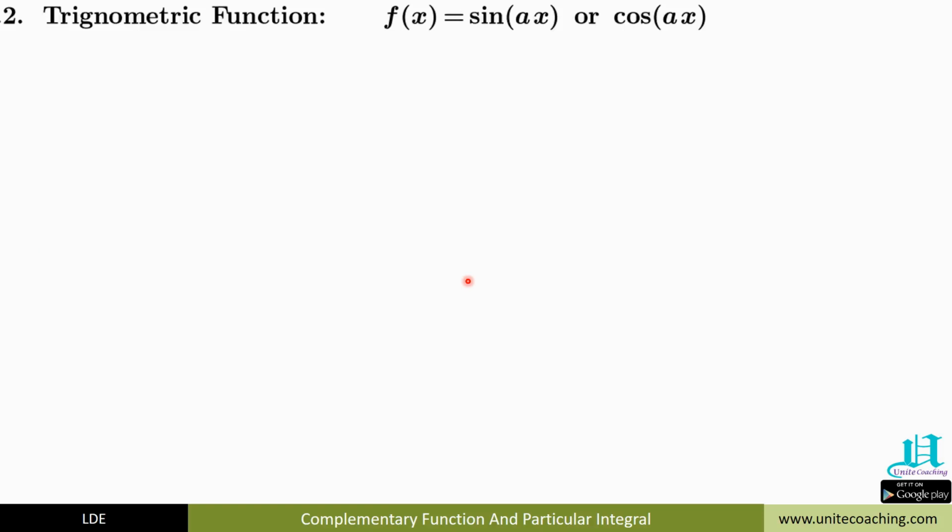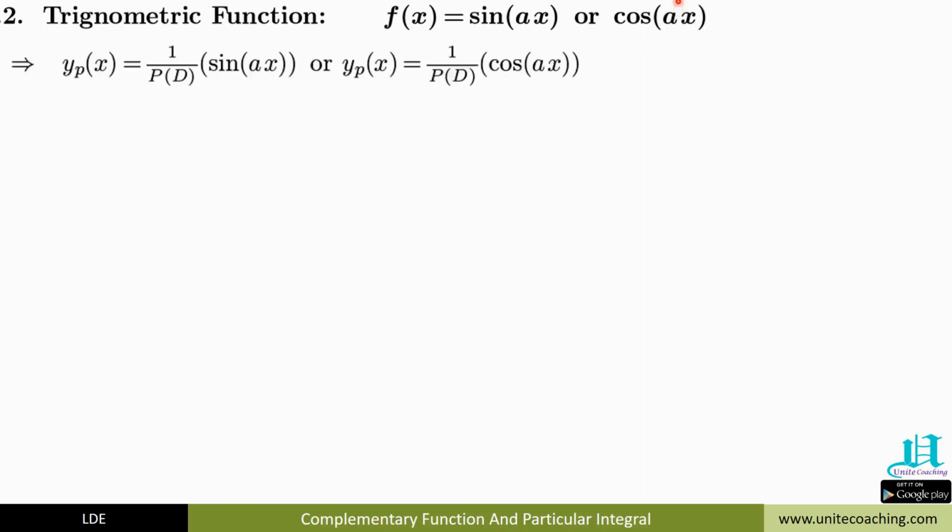And now we move on to the next case, that is the trigonometric function, right? So f of x is equal to maybe sine of ax or cos of ax, right? So for this case we have yp of x equal to 1 upon p of D sine of ax, or yp of x equal to 1 upon p of D cos of ax, right?